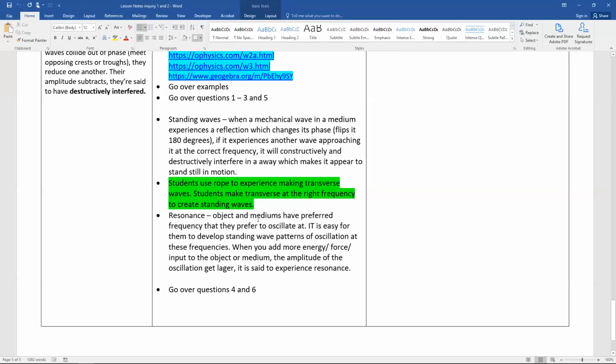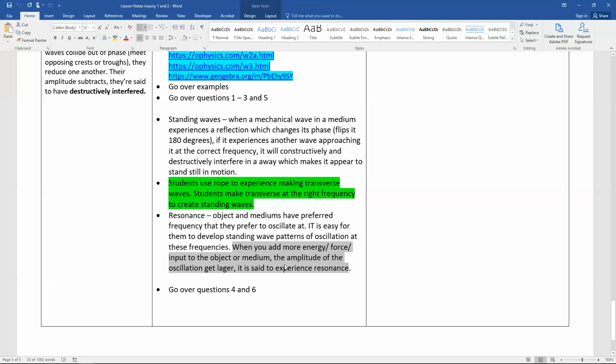It says here, objects and mediums have preferred frequencies that they prefer to oscillate at. Okay, that's what we've been talking about. It is easy for them to develop standing wave patterns of oscillations at these frequencies. When you add more energy or force input to an object or medium, the amplitude of the oscillation gets larger. It is said to experience resonance.